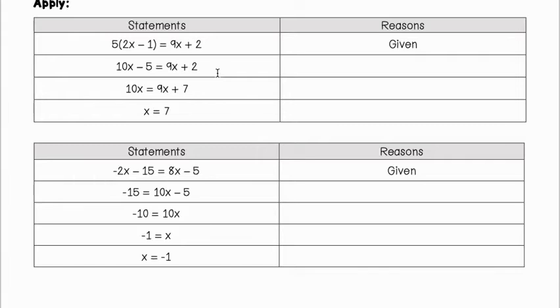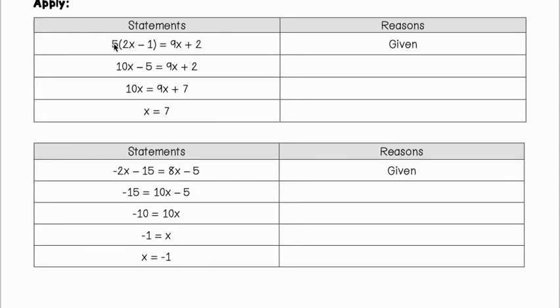We're setting it up in this 2-column way of having statements on the left and reasons on the right. So every time you do a new statement, you need a new reason to go with it of why you're allowed to do that. It's kind of justifying your work. So we have our 10x minus 5 equals 9x plus 2 on the next line.